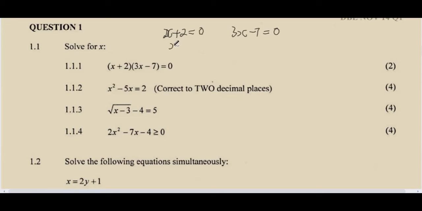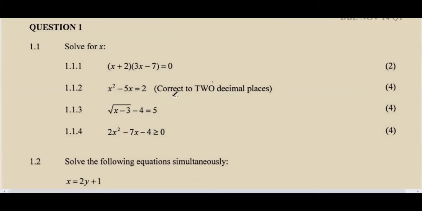So your solutions will be x is equal to negative 2. And then if you transpose that negative 7, you'll end up with 3x is equal to 7. If you divide both sides by 3, then you have x is equal to 7 over 3. So you have your two solutions like that. Right, so that's all you are required to do for that question. Then let's go to the next one.